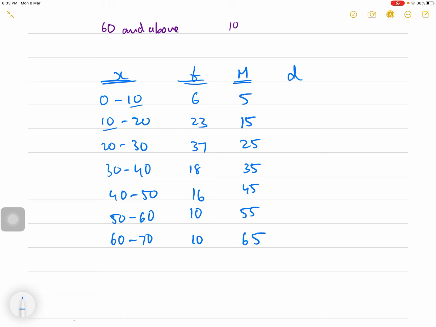Next is D. D is M minus A divided by C. Here C is equal to 10, right? And 5 is my A. So you will get 0, 1, 2, 3, 4, 5 and 6.